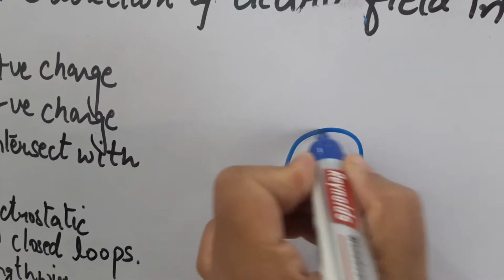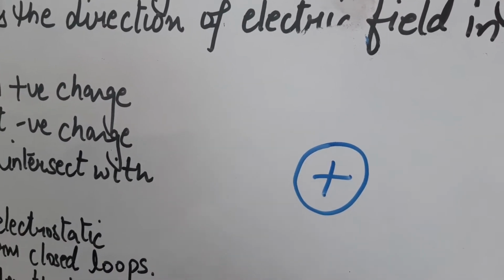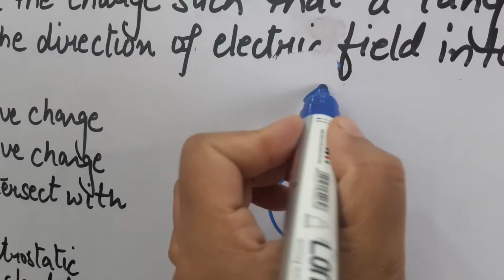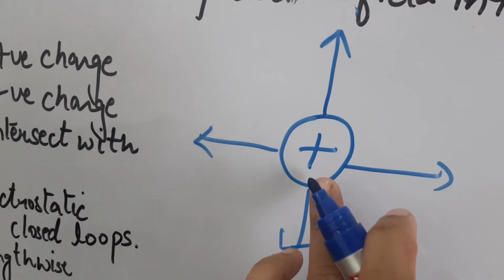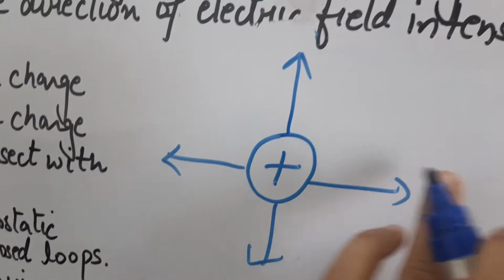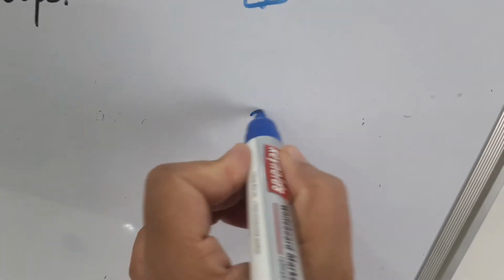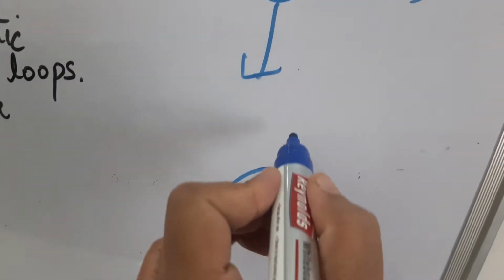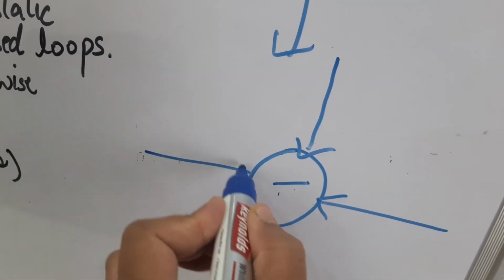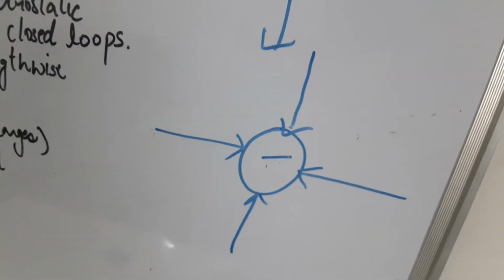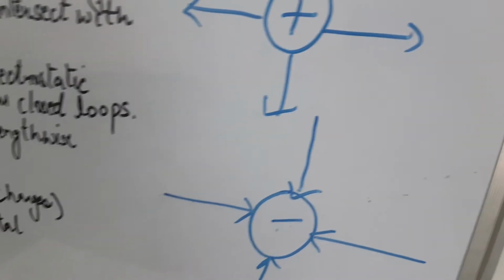Suppose I have an isolated positive charge. As per the property, they always originate from the positive charge. So electric field lines will always be like this. They will originate from the positive charge and go outside it, right? And if I have an isolated negative charge, the electric field lines will come towards it and terminate at the negative charge, right? So these are the cases of the isolated charges.